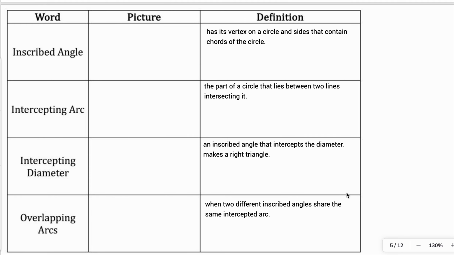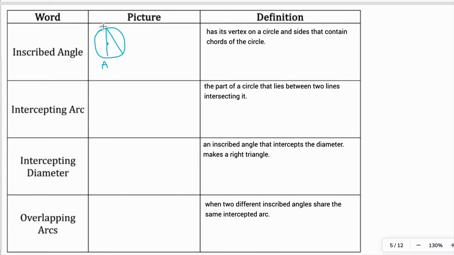So we're going to start with inscribed angle. An inscribed angle is when it has its vertex on a circle and the sides contain chords of the circle. I'm going to show you three different types of inscribed angles. The first one we will see when it goes through the center of a circle.